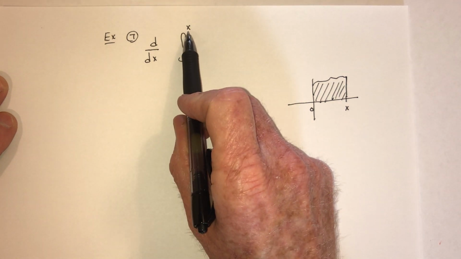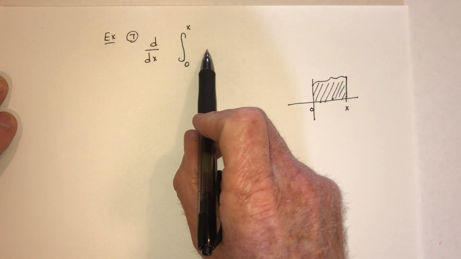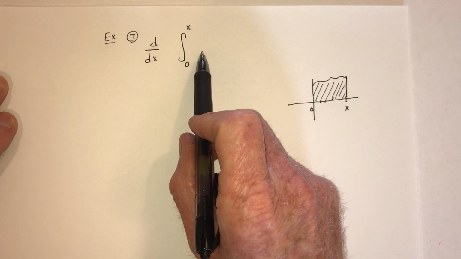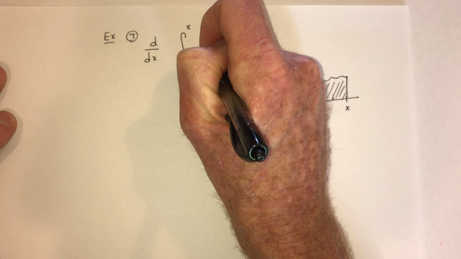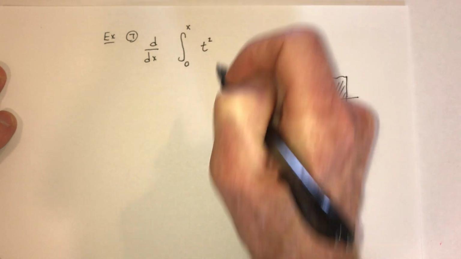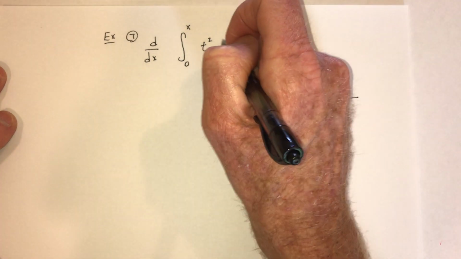So because I'm already using x as the variable, I can't use x as the variable again, because then I'd be using x in 2 different ways. So I have to pick a different letter. I'm going to use t. So the function I'm talking about is t squared.